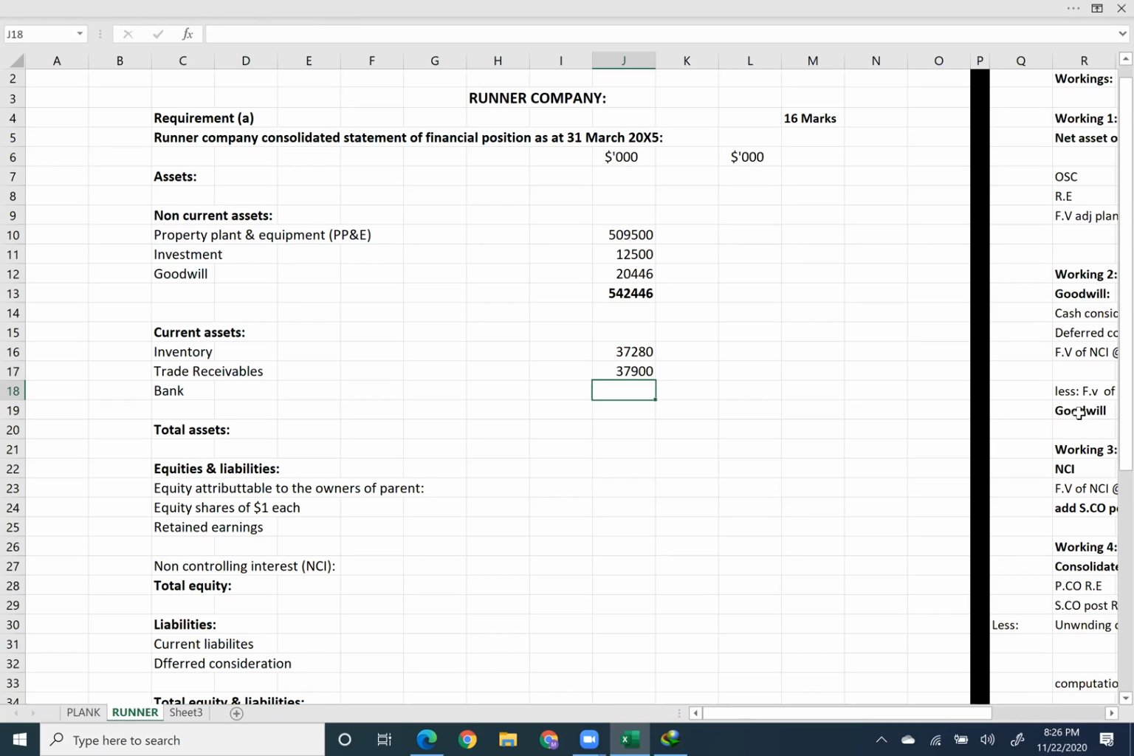So now bank balance. Parent company is 2,800 plus subsidiary company's is 1,500. And I hope you remember there was a 3,000 cash in transit, which we have to add.